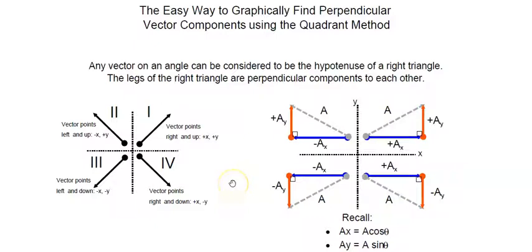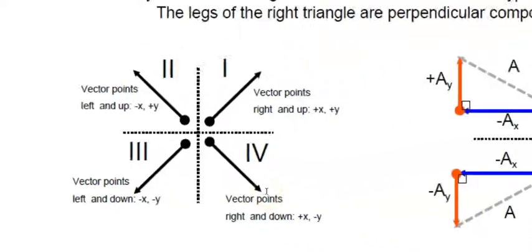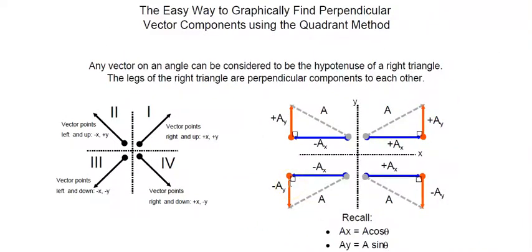It's very easy to determine which quadrant a vector sits in by simply observing the following rule. If you have a vector that points up and to the right, it would sit in quadrant 1. If the vector points up and to the left, that sits in quadrant 2. If the vector points down and to the left, that would be quadrant 3, and down and to the right is quadrant 4.